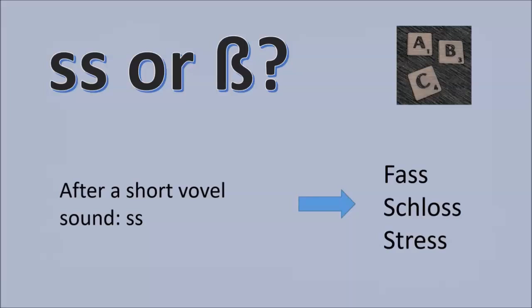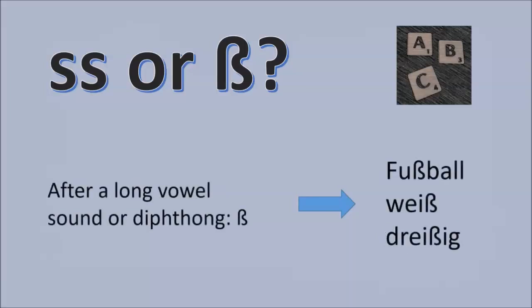If you have got any books, whether it's textbooks or novels or anything, that were written before the spelling reform, you would see those words still spelt with the SZ. But with the new rule now, it's Fass, Schloss, Stress. But we haven't got rid of the SZ, because if it's a long vowel sound or a diphthong, so if we've got two vowels together, we still use it. So Fußball is still spelt with the SZ, as it always has been. The same goes for Weiß and 30.